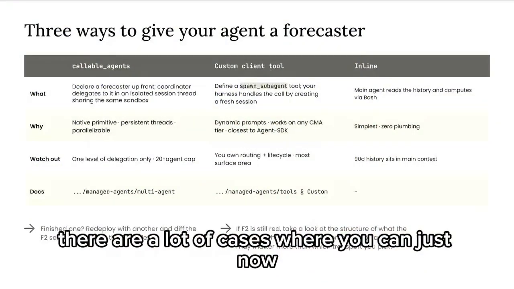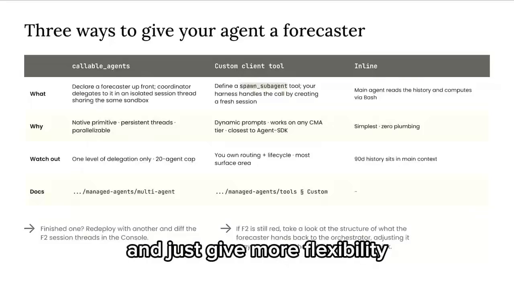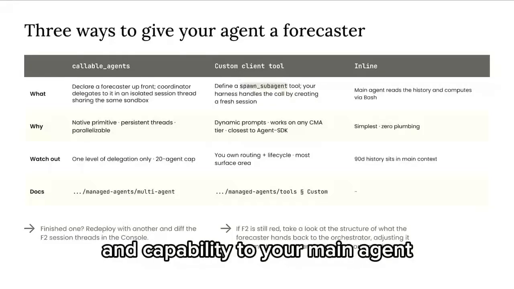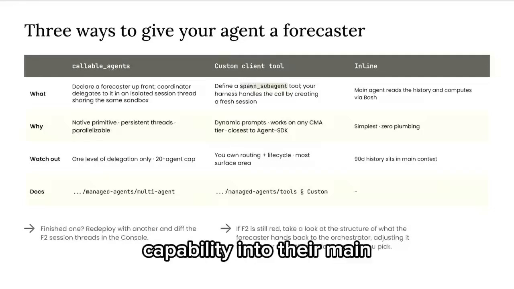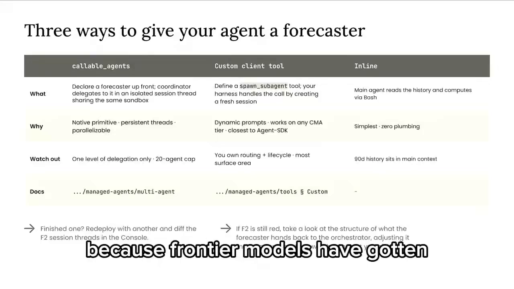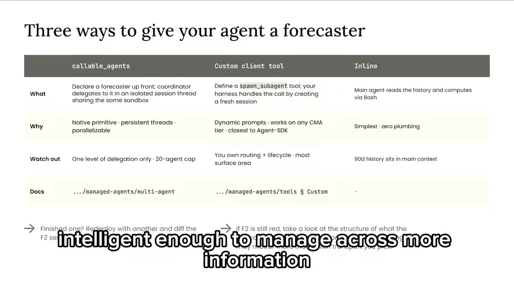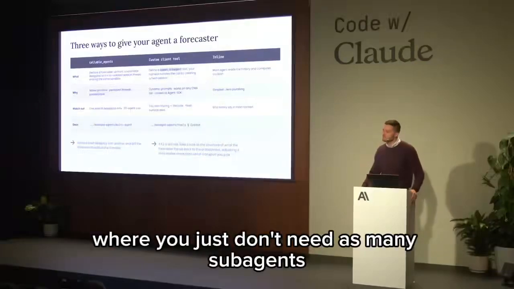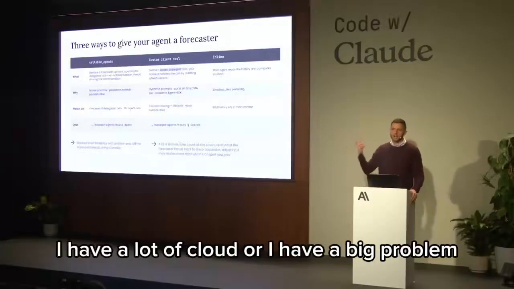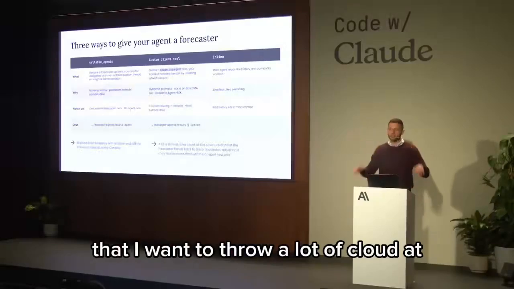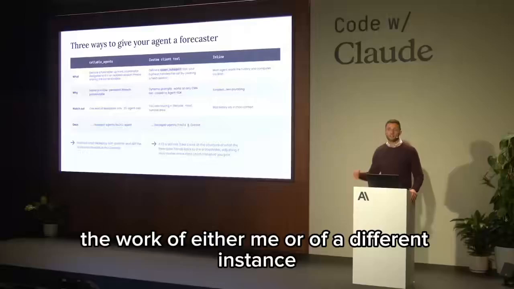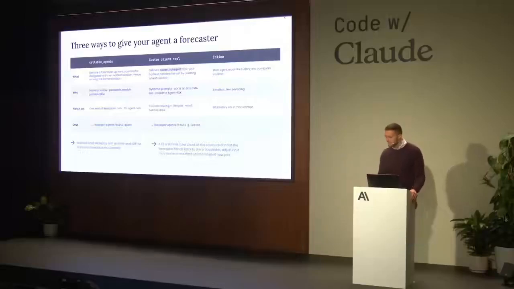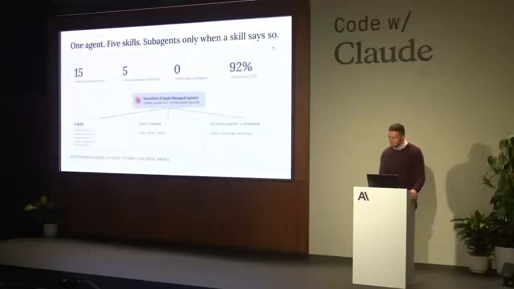There are a lot of cases where you can just now scrap the subagent entirely and just give more flexibility and capability to your main agent. So what we have a lot of customers doing is actually just consuming capability into their main, in this case, orchestrator, because frontier models have gotten intelligent enough to manage across more information where you just don't need as many subagents. So again, when you're thinking subagent, I have a lot of Claude, or I have a big problem that I want to throw a lot of Claude at, or I want a separate Claude to look at the work of either me or of a different instance of Claude. Two great times to use subagents.